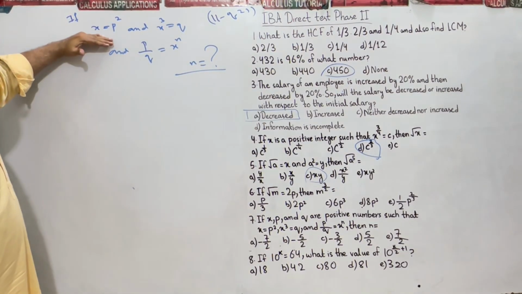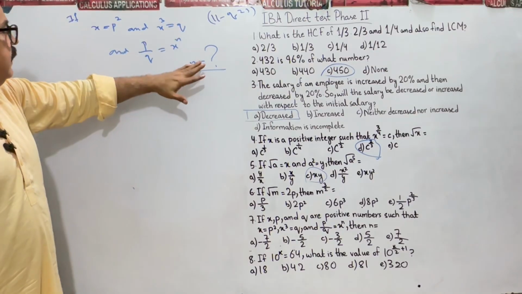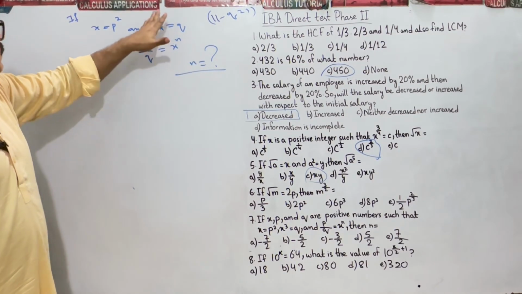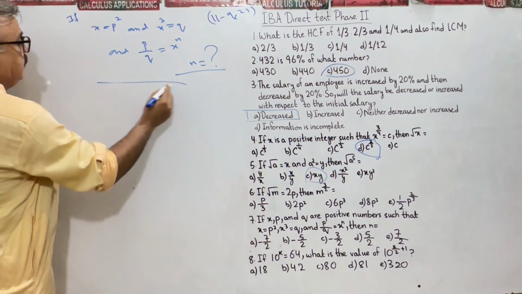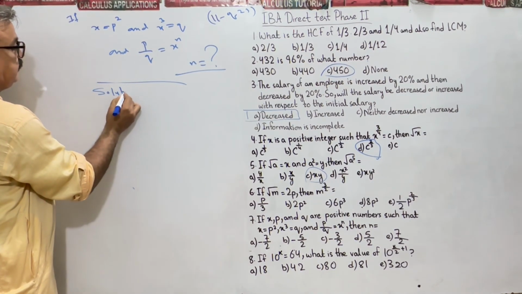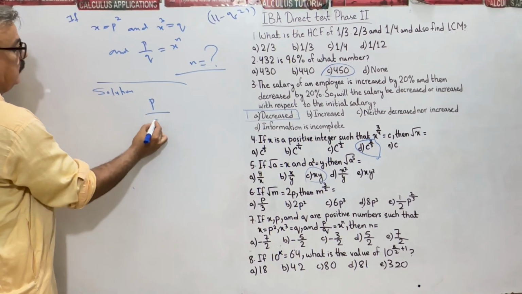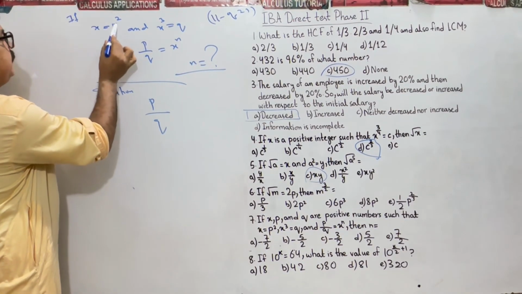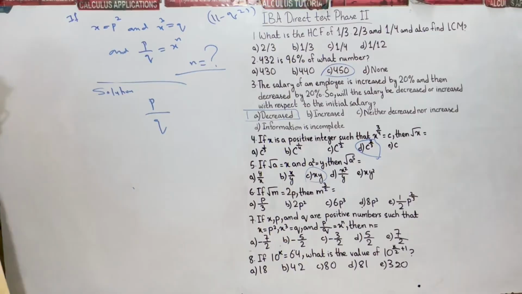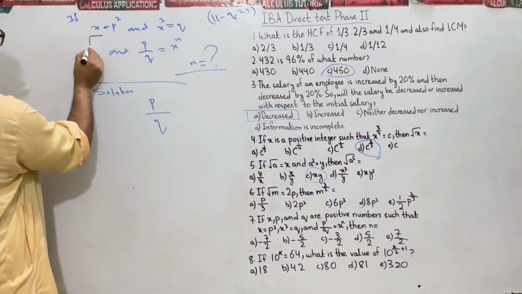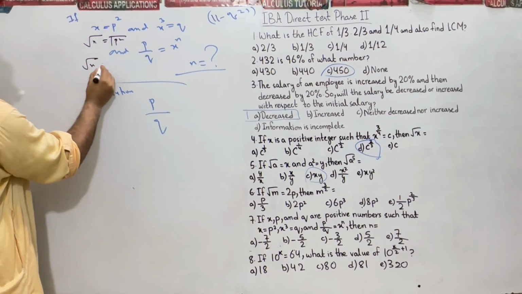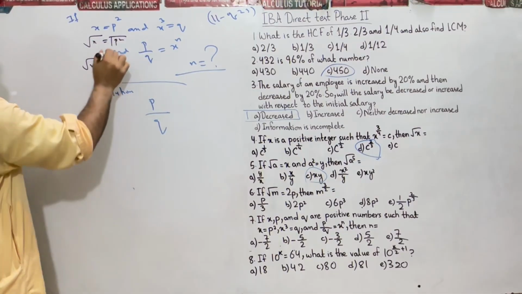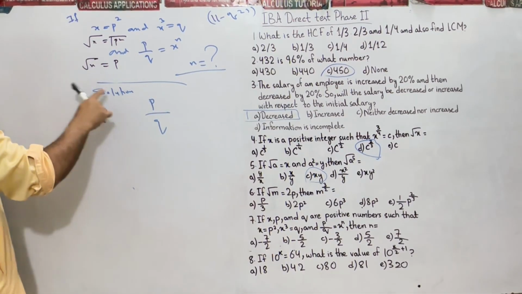Here x is equal to p square. I have x cube is equal to q. Insert the values of p and q here. Solution: p over q. I have x is equal to p square. Taking the square root will give me the value of p. Root x is equal to root p square, so root x is equal to p only. Square and root cancel, so the value of p is root x.